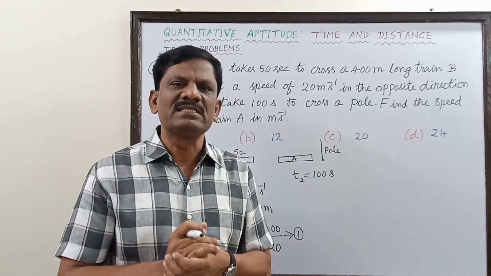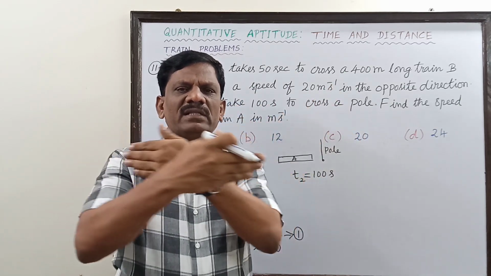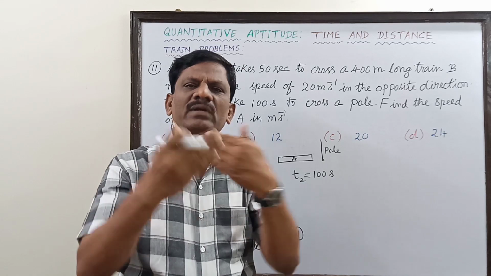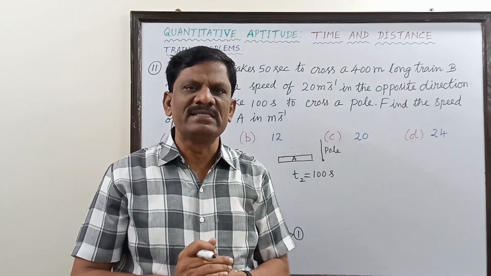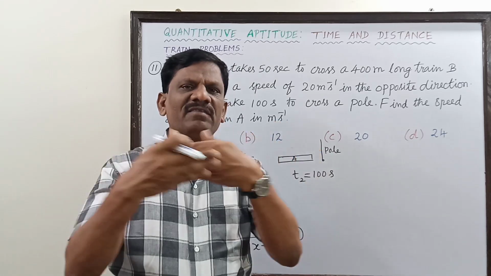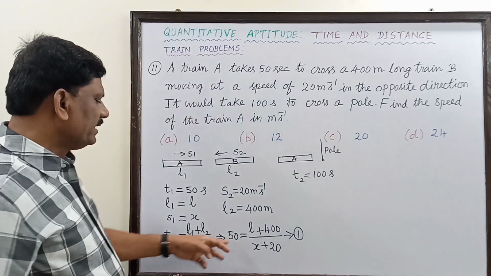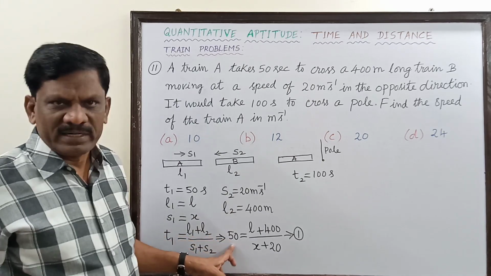So in the first stage, two trains are crossing in the opposite direction. So the crossing distance must be equal to the total sum of the lengths of the two trains, L1 plus L2, and the relative speed of the trains is equal to what? S1 plus S2. So using that, I have got equation number 1.